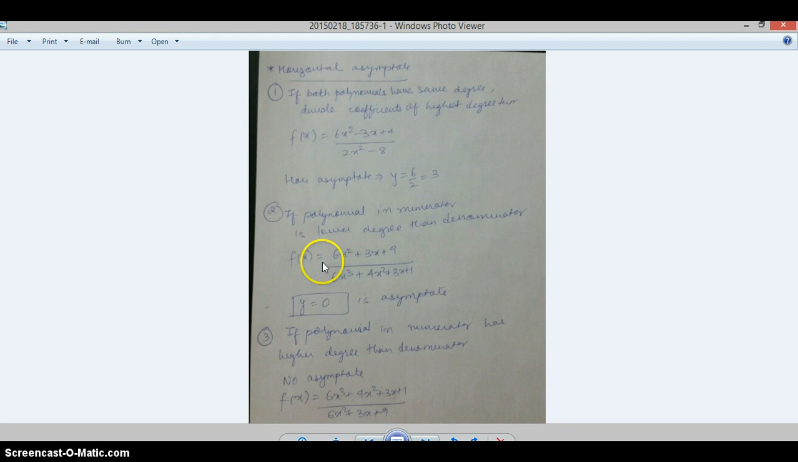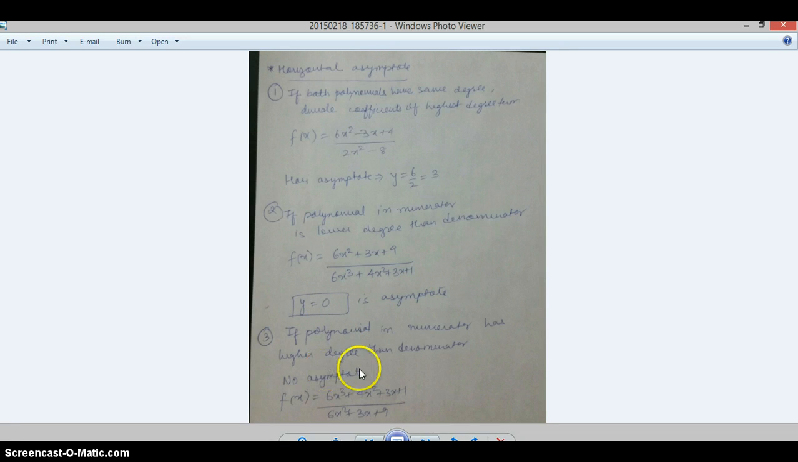Then there would be some function in which the highest degree of the numerator is less than the highest degree of the denominator, like here it's 2 and here it's 3. In these cases y equal to 0 is the asymptote by default. So if there is some other equation like 7x squared plus 3x plus 10, and in the denominator 4x to the power of 4 plus x cubed plus x squared plus x plus 1, then by default y equal to 0 is the asymptote.